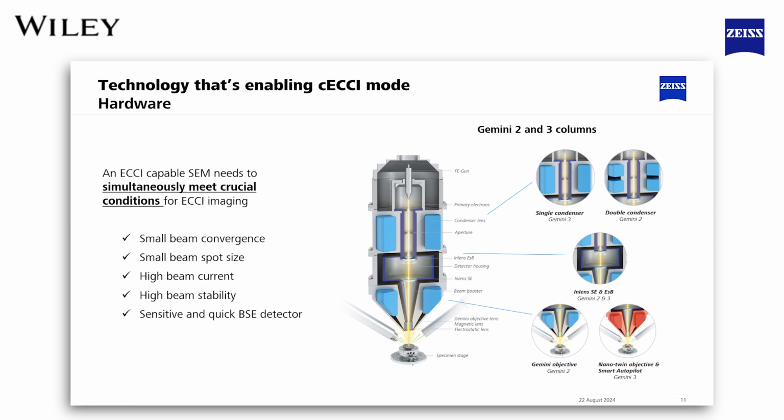Now, just to recap on the key enabling technological features of the microscope that make ECCI possible, these are the main characteristics that are necessary. So a small beam convergence, a small beam spot size, a high beam current, and a high beam stability, along with a sensitive and quick BSE detector. All of these are provided in the Gemini SEM microscope.